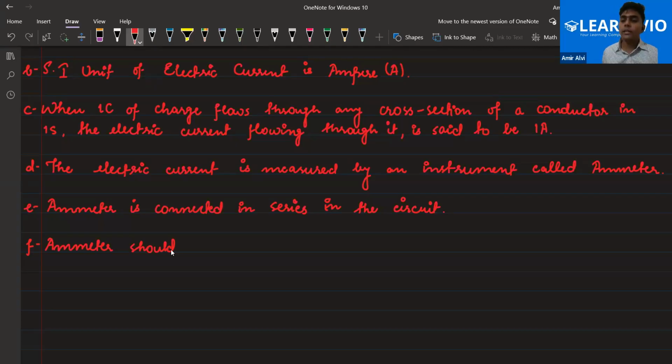And the resistance should be high in a voltmeter, because then it will not draw the current. That's why it is recommended. These things we will understand in Ohm's law and the combination of resistors. No need to worry about it.